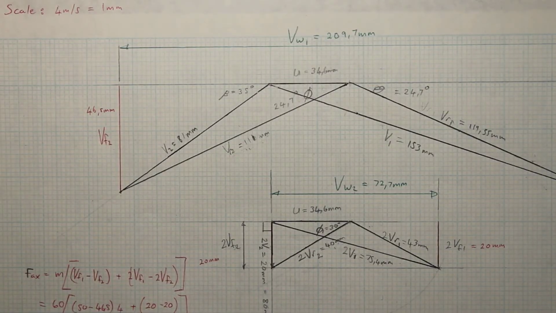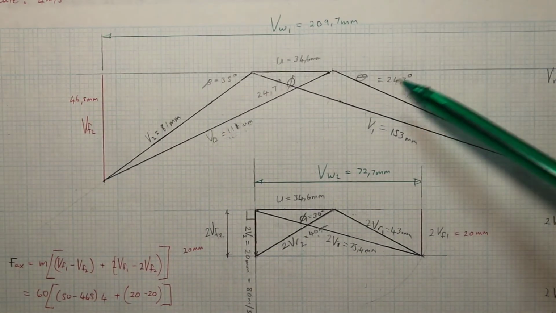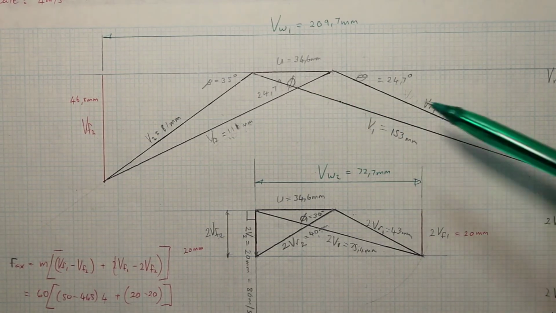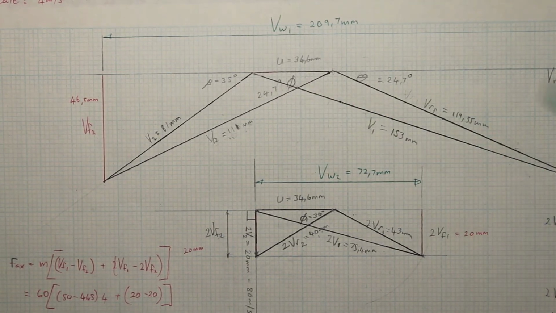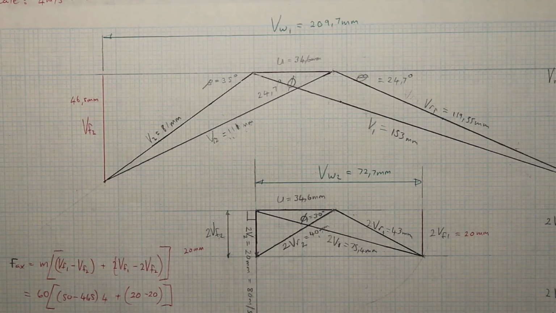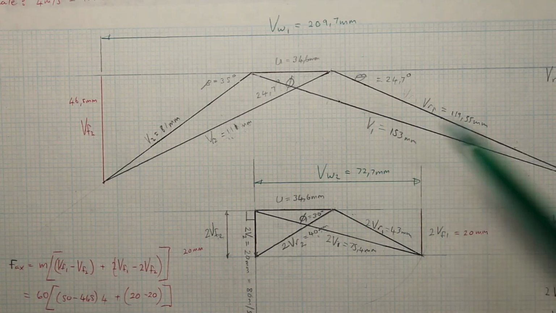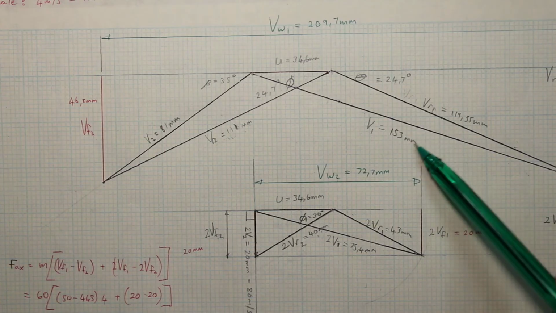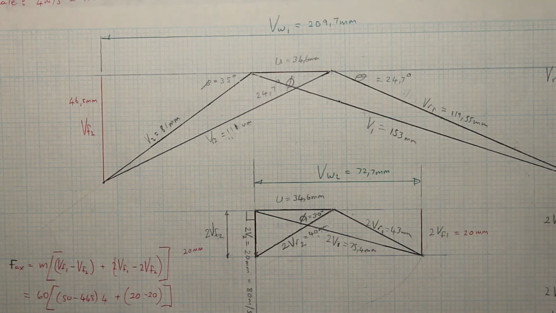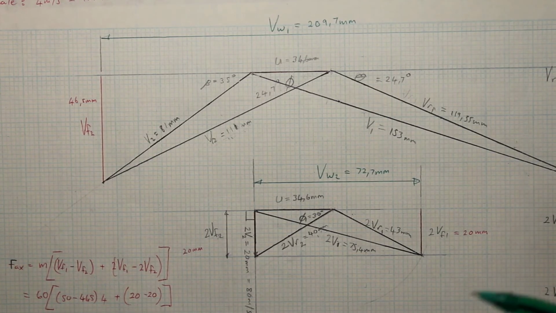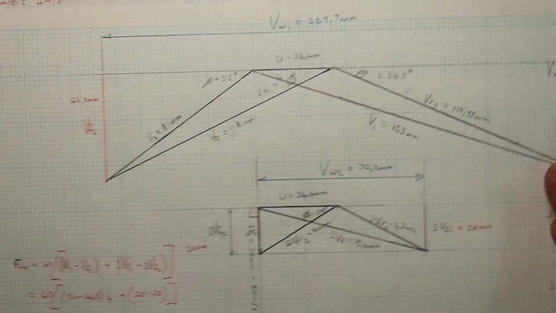All right. So in the question, they will usually ask you to give them all these angles and these velocities. Whenever you need to give them the velocity, say if you want V1, you just have to take 153 millimeters and times it by the scale, and you'll get the actual velocity. All right. So that's quite simple.